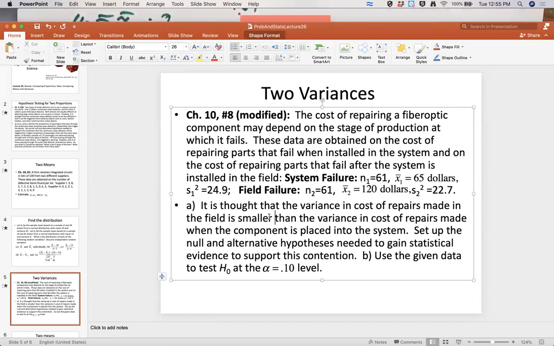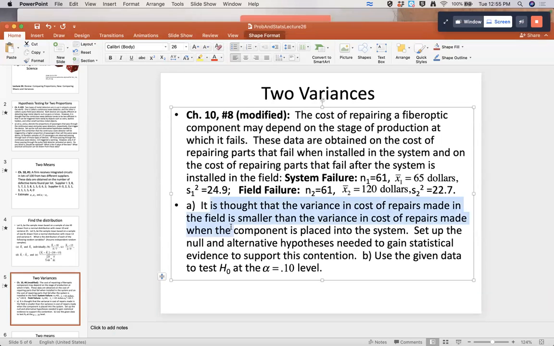Set up the null and alternative hypothesis needed to gain statistical evidence to support the contention and use the data to test the null at the 10% level. I'm testing the variances. And based on the fact of what I'm thinking, that the field variance is smaller than the system variance, it looks like the alternative hypothesis should be that sigma 1 squared is bigger than sigma 2 squared.